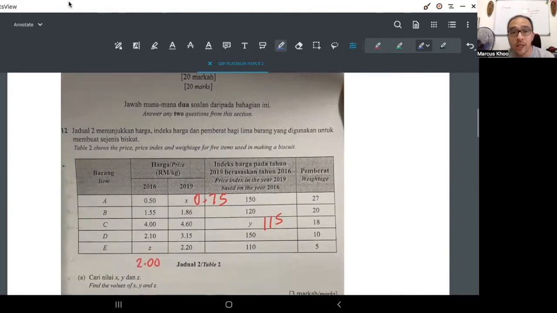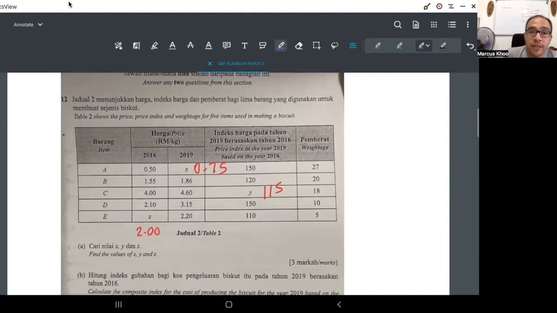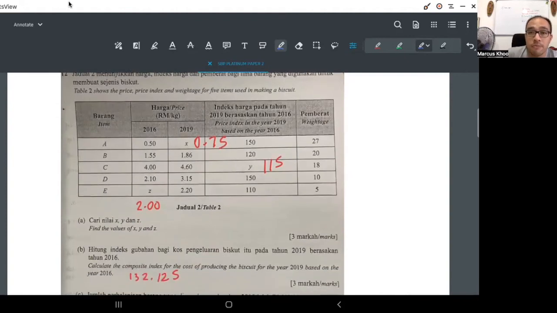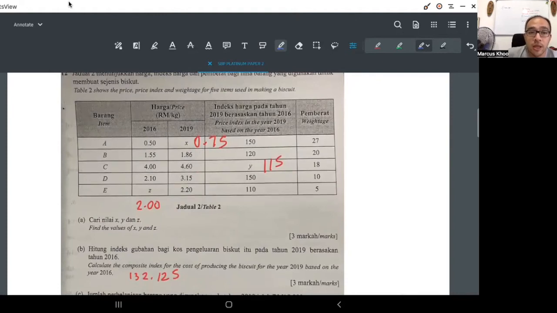Last two questions and then we're done. Table 2 shows the price index and weightage for 5 items used in making a biscuit. This is a very simple, I would say, index question. Find the values of X, Y, and Z. I think this one is a very standard formula, Q1 over Q0 times 100 lah.